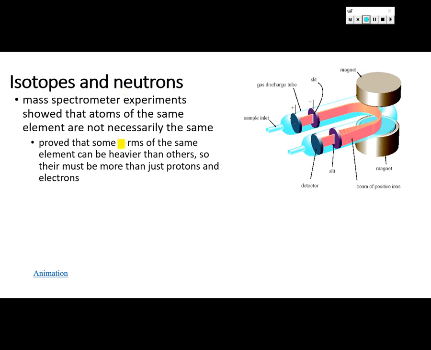So then that helped us to discover something called an isotope, which is some elements that have the same number of protons, but they are heavier. So there has to be more than just protons and electrons. But basically, essentially they do nothing else. They don't contribute to charge. They don't influence its chemical behavior.